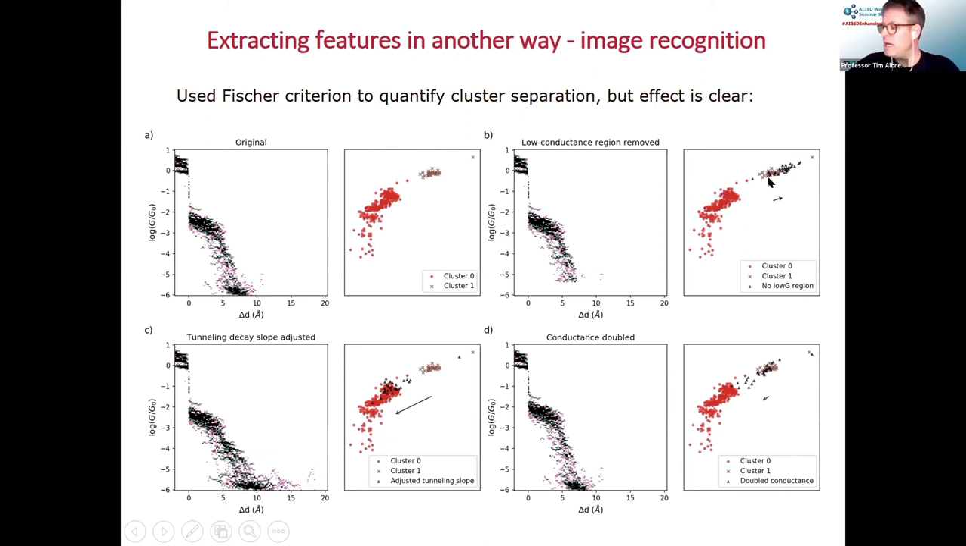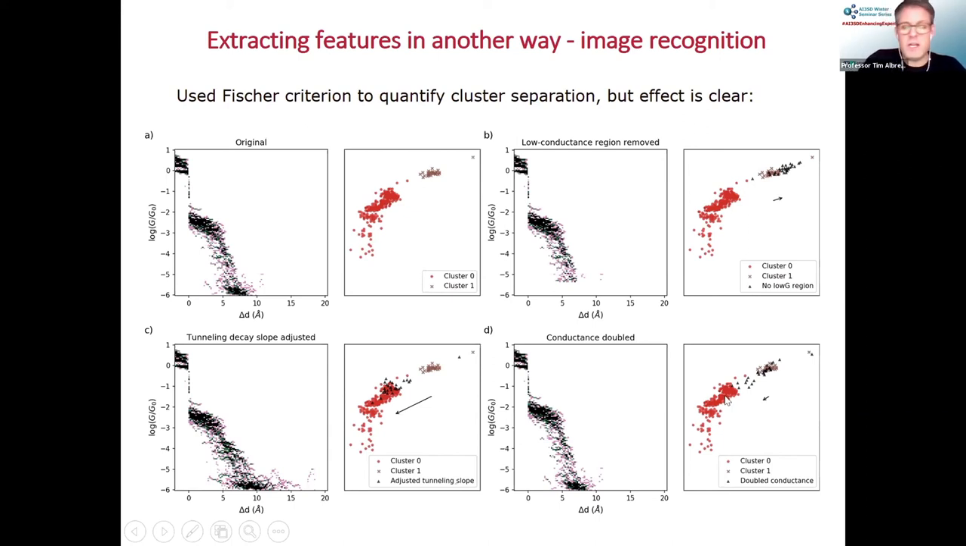So even though we've made them, at least at first glance, more similar, in terms of the clustering result it actually moves away from cluster zero. It's not getting more similar in that sense. Very different is the situation when we change the tunneling decay, because now we see a very significant effect: essentially all of the cluster one data plots move towards cluster zero. So that seems to have a very strong effect. And then if we double the conductance of the plateau, we also see a rather notable change in the clustering result, again towards cluster zero.